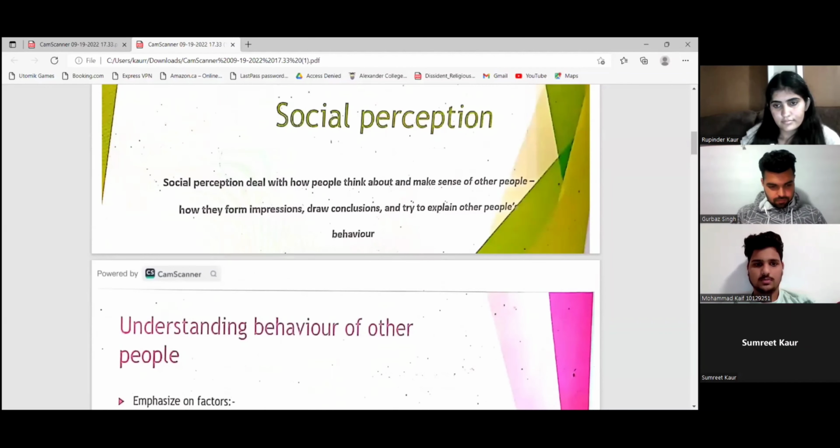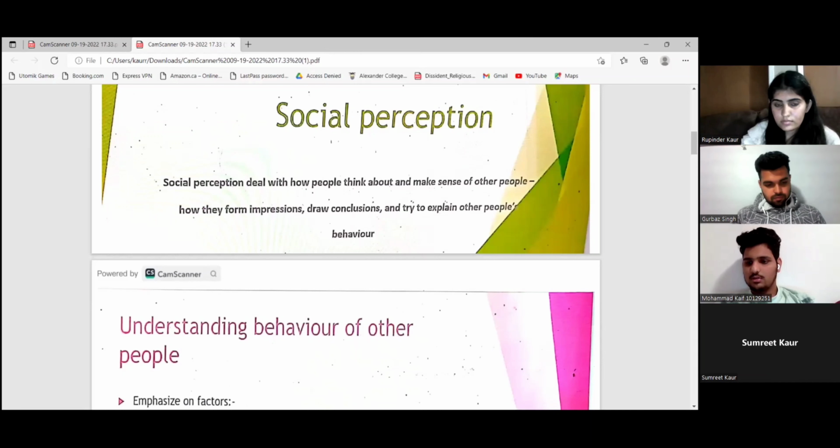So, what is social perception? Social perception deals with how people think about and make sense of other people around them, how they form impressions, draw conclusions, and try to explain other people's behavior regarding their perspectives on their surroundings. An idea, feeling, or opinion about something or someone, especially one formed without consciousness, thought, or on the basis of little evidence. His first impression of Manchester was very positive can be used as an example.